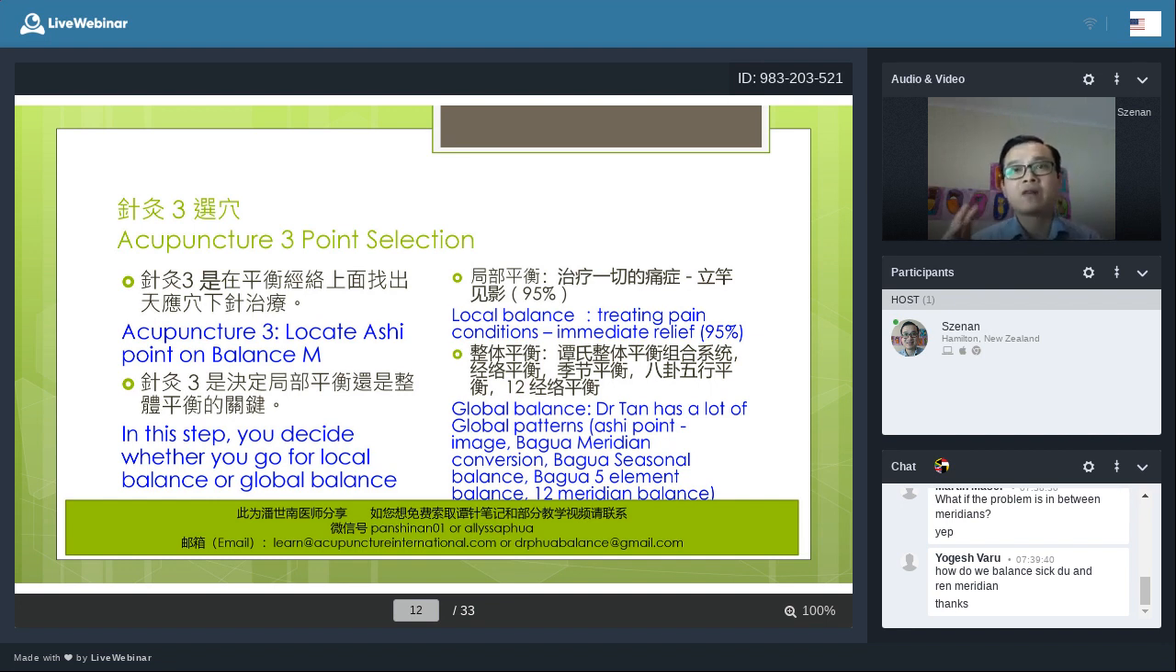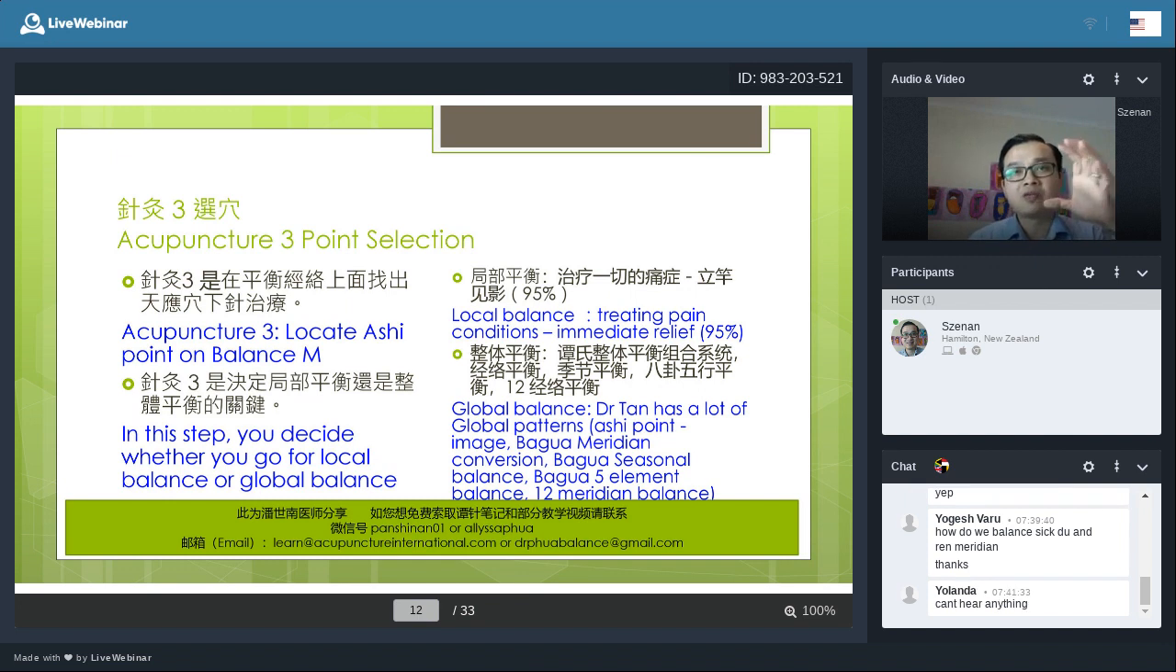What about the other 5%? The other 5%, because in most of our clinics, my clinic, I don't see all pain relieved, mainly for those with structural change. Dr. Tan says this method is not 100% for everything.